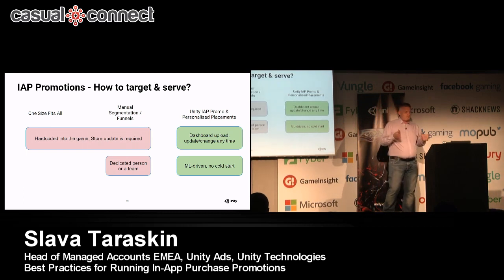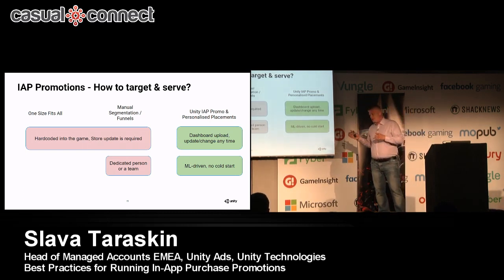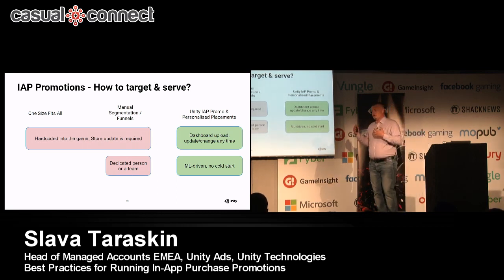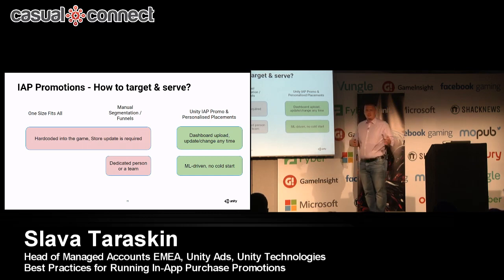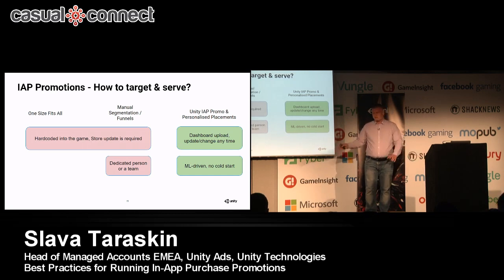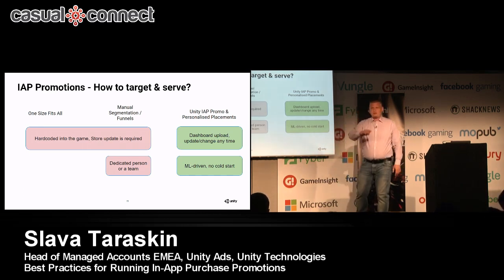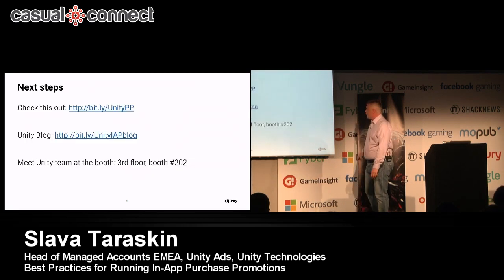What we do have is an IP promo framework and personalized placement. What is that? Basically, you can upload your creatives and run your campaigns from the dashboard. It doesn't require updating the build. You can run and stop, turn on, turn off, adjust, and change creatives on the go. It's ML driven, with no cold start, so Unity knows a lot of data about players' behavior, etc. So it's a really convenient way of running IP promotions, though my promotional part about Unity tech is going to be over.